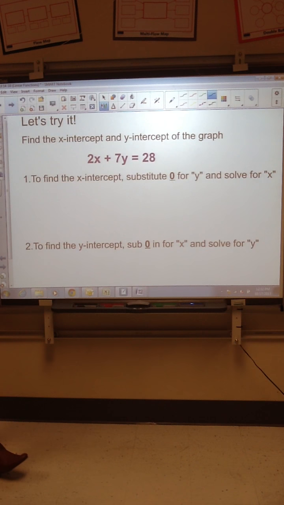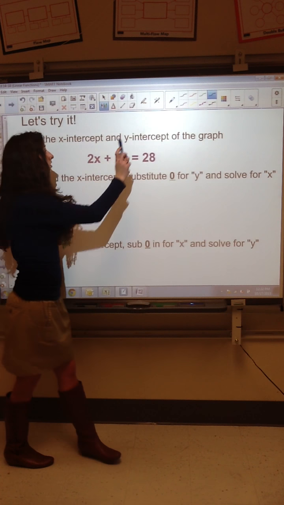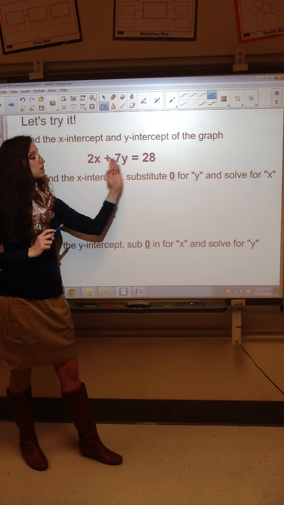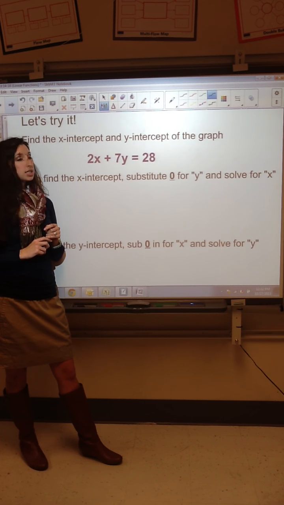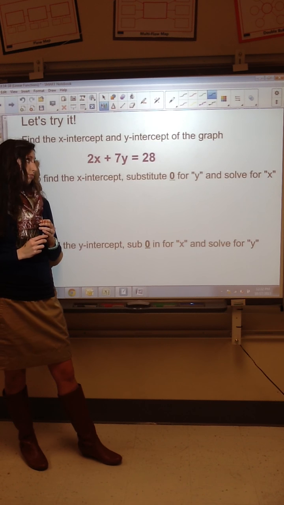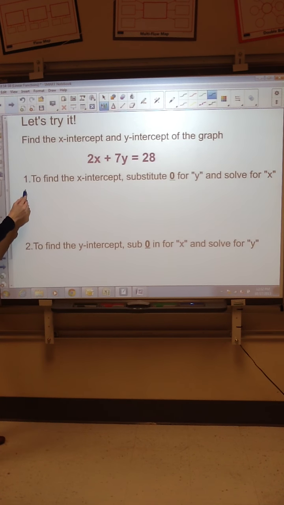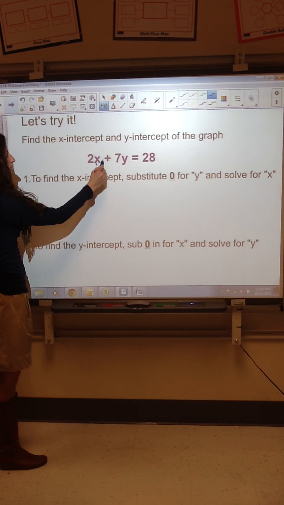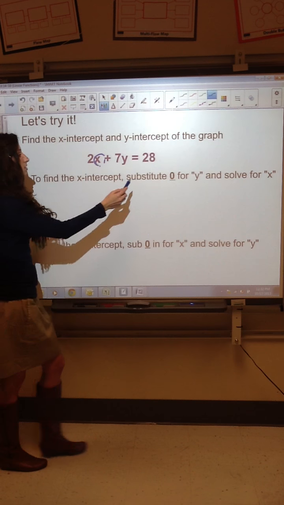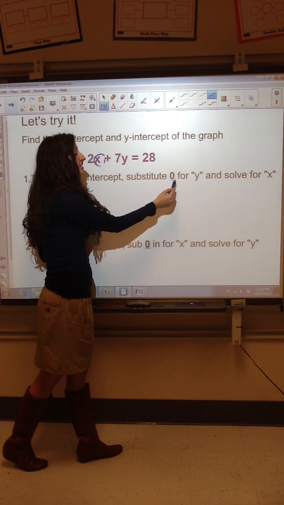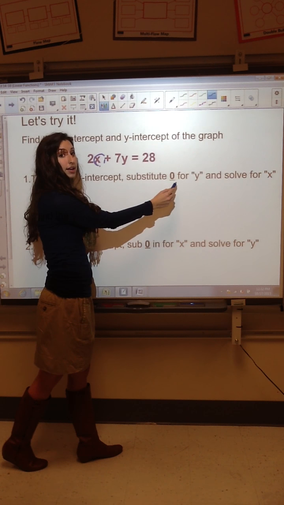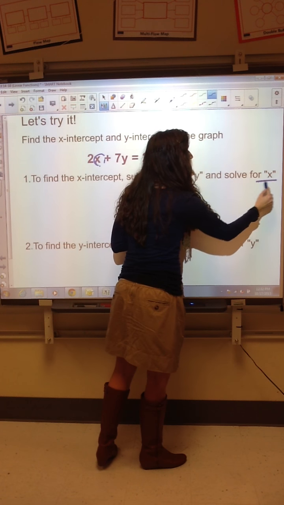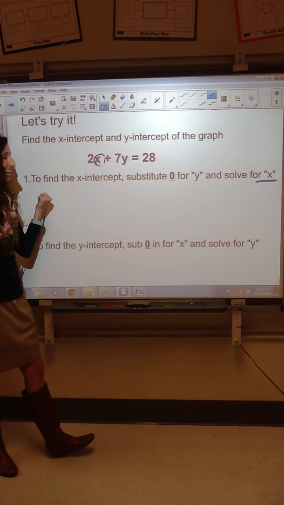All right? So let's do a couple of examples. We're going to try it. It says, find the x-intercept and the y-intercept of this equation of a graph. Okay? So in your notes, everybody should have it. 2x plus 7y equals 28. Let's go ahead and start working. Step number 1, to find the x-intercept, I want x, substitute what? 0 for the y. All we're doing is we're plugging in a 0 wherever our y is, and then we're solving for x. Well, that makes sense because I want my x-intercept.